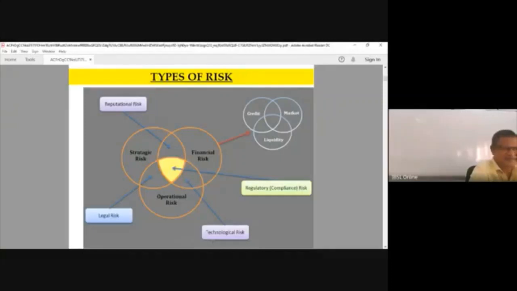You can see 3 rounds and you get a hub in yellow. Now, any organization, we say, are subject to these 4 major risk areas. You could see strategic risk, financial risk, operational risk, and also in between, we call it a regulatory or compliance risk. Now, our subject is the financial risk, because financial risk has 3 other elements. Those are credit, market, and liquidity.